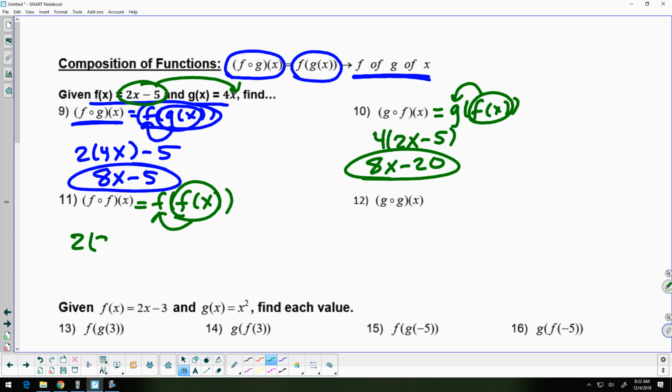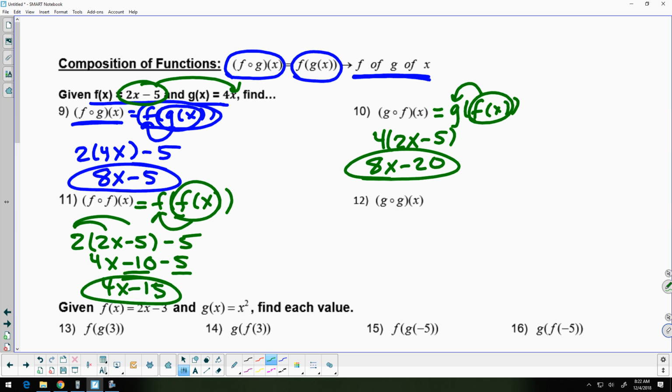So we're going to have 2 times 2x minus 5 minus 5. So distribute: 4x minus 10 minus 5. And then just combining, you have 4x minus 15. And there you go.